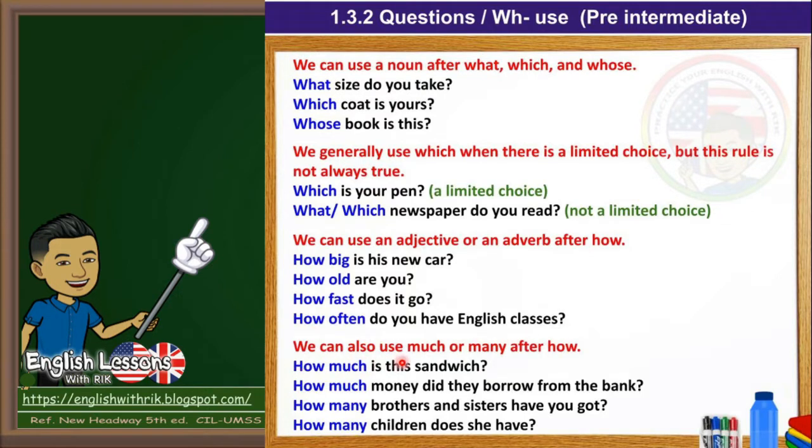We can also use much or many after how. How much is this sandwich? How much money did they borrow from the bank? How many brothers and sisters have you got? How many children does she have?